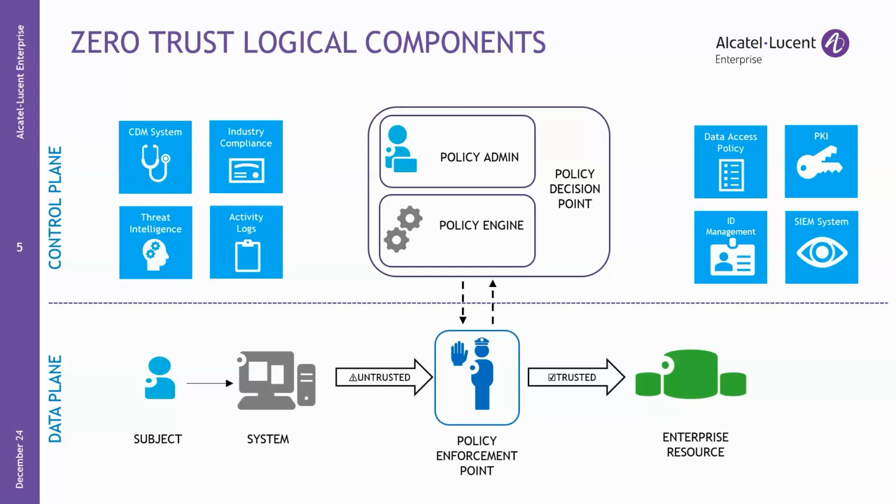Let's now shift the focus to the policy decision point. The policy decision point is broken down into two subcomponents, the policy engine and the policy administrator. The policy engine makes the decision whilst the policy admin signals the policy enforcement point to start or shut down the session. To make its decision, the policy decision point must have access to multiple information sources that we see on the slide. Note that the policy decision point communicates with the policy enforcement point through a separate control plane. This could be an out-of-band management network or a logically isolated management network.